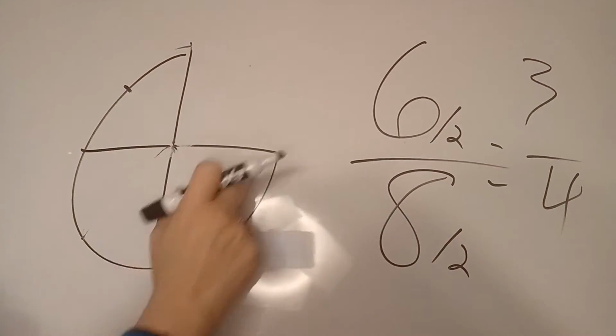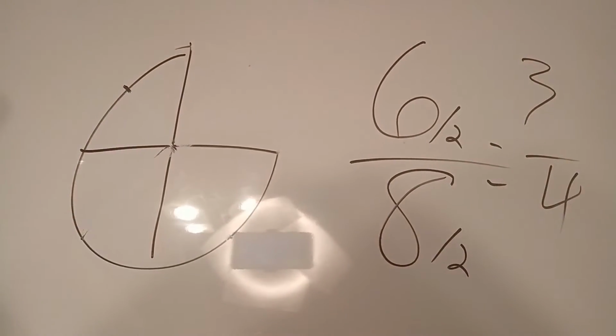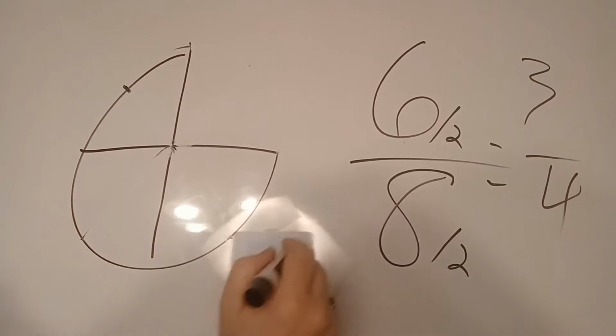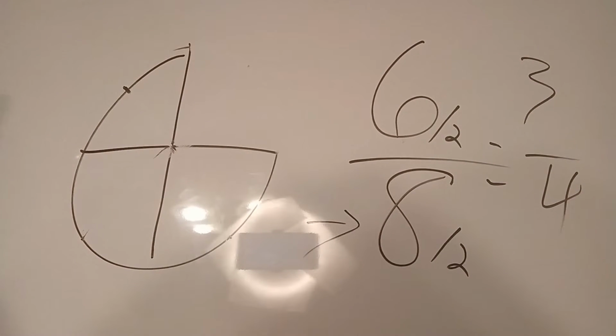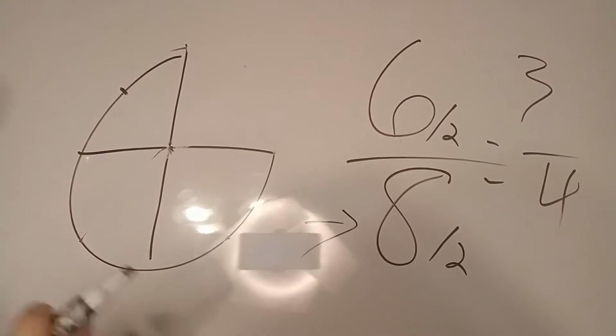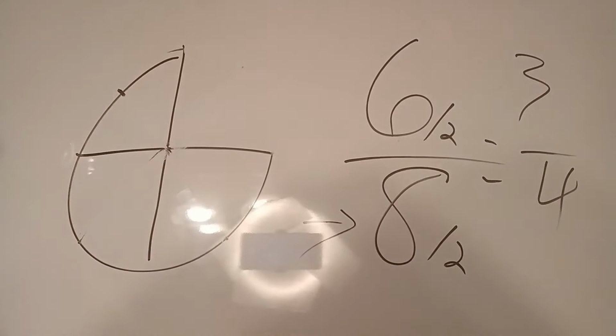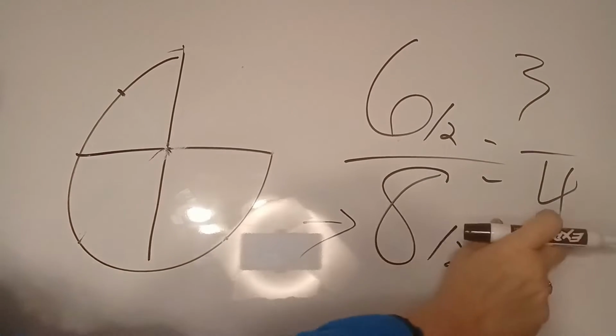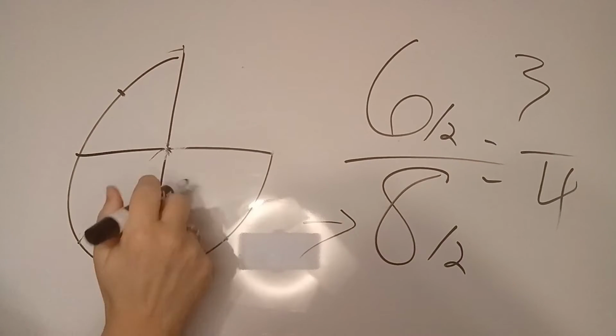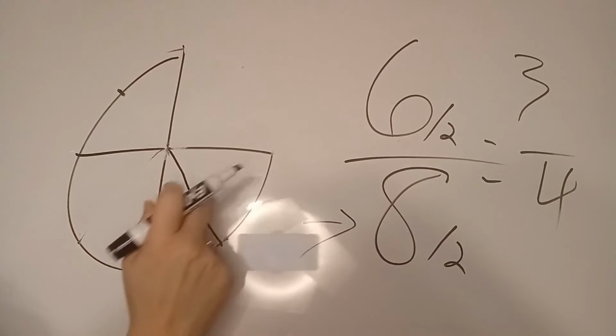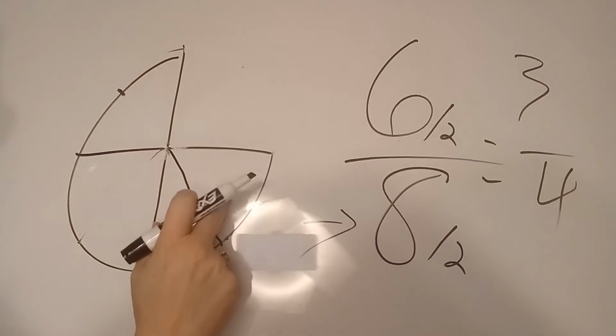So now we have 3 and it would take 4 to make a whole. This number on the bottom, because it's how many make a whole, tells us how big the piece is. The bigger the number, the smaller the piece. 8 is bigger than 4, and 1/4 is bigger than 1/8.